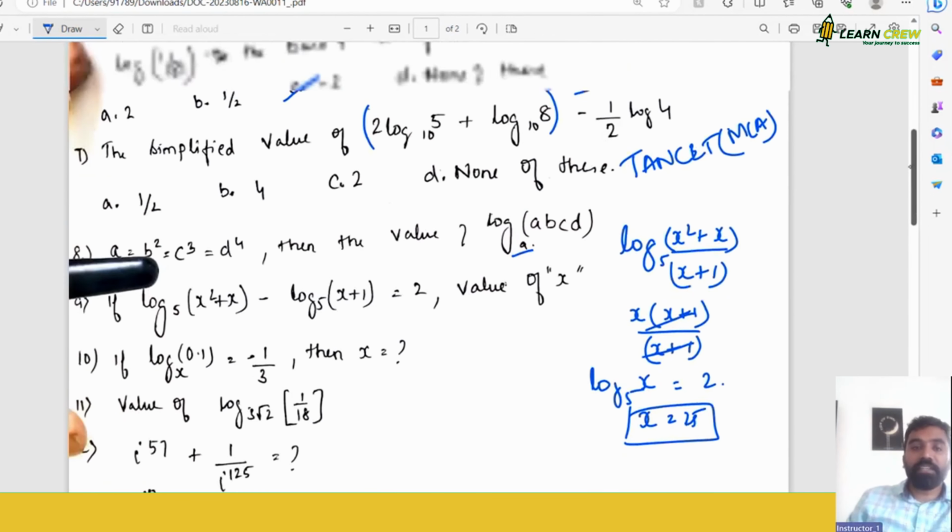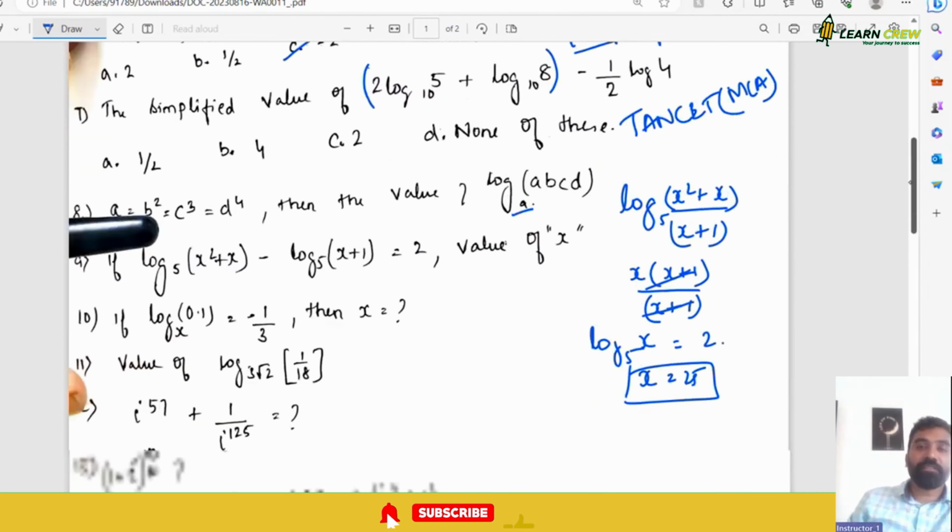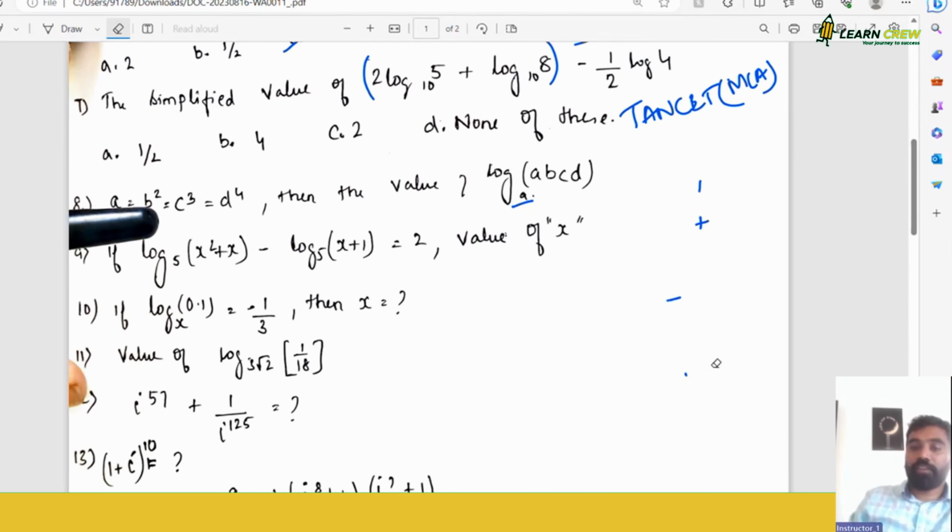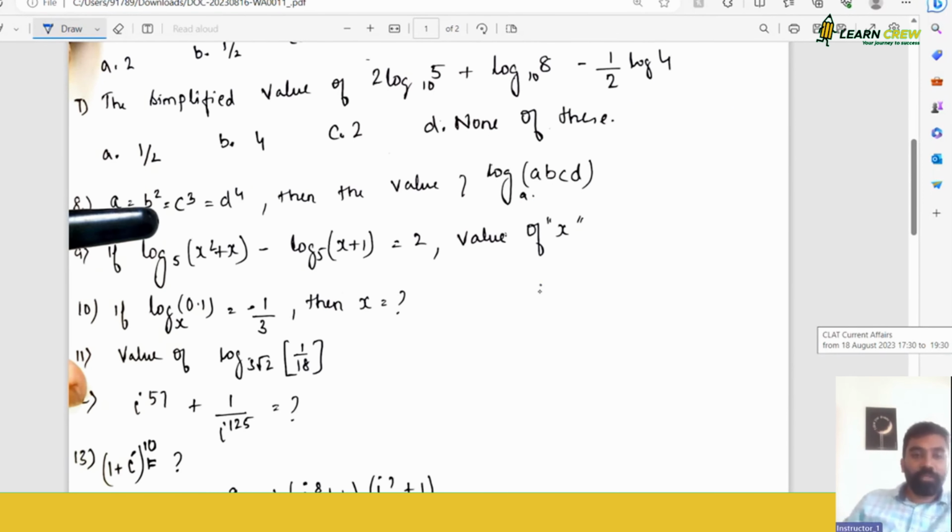Okay, next. Is this clear? Any doubts in the 9th one for anyone? Okay, now the 10th one. Log 0.1 to the base x equal to minus 1 by 3. Then x is what? Answer for the 10th one, how will you do it? You can solve it in multiple ways, whichever is easy.